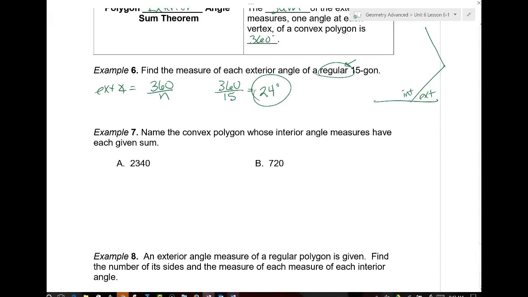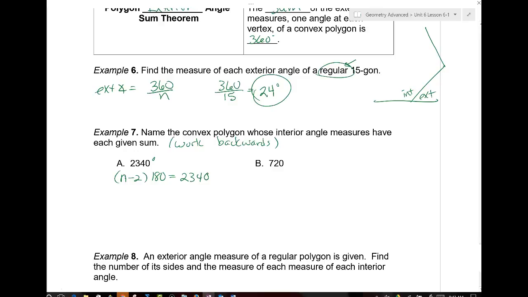All right, let's look at the next one. It says, name the convex polygon whose interior angle measures have each given sum. All right, so this is the sum of all the interior angles. This is a type of problem that I always call work backwards. Do we have a formula for the sum of the interior angles? Yes. So can I use it? I know this is n minus 2 times 180 equals 2,340 degrees.